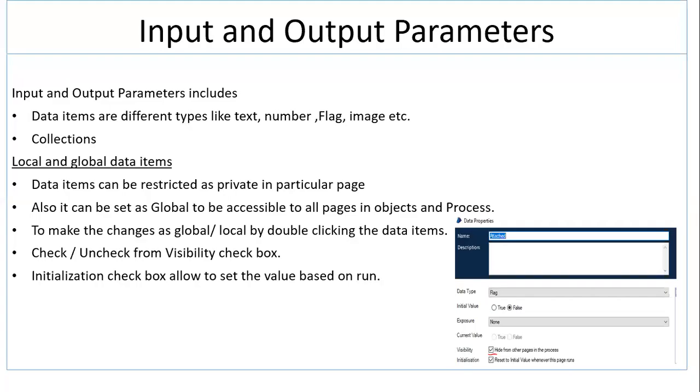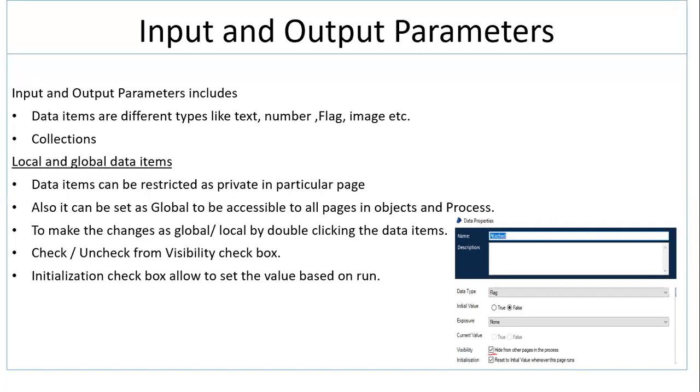Welcome to the next session, input and output parameters. Input and output parameters include a data item and collection, both in Process and Object Studio. Data items are of different types like number, image, flag, binary, etc.